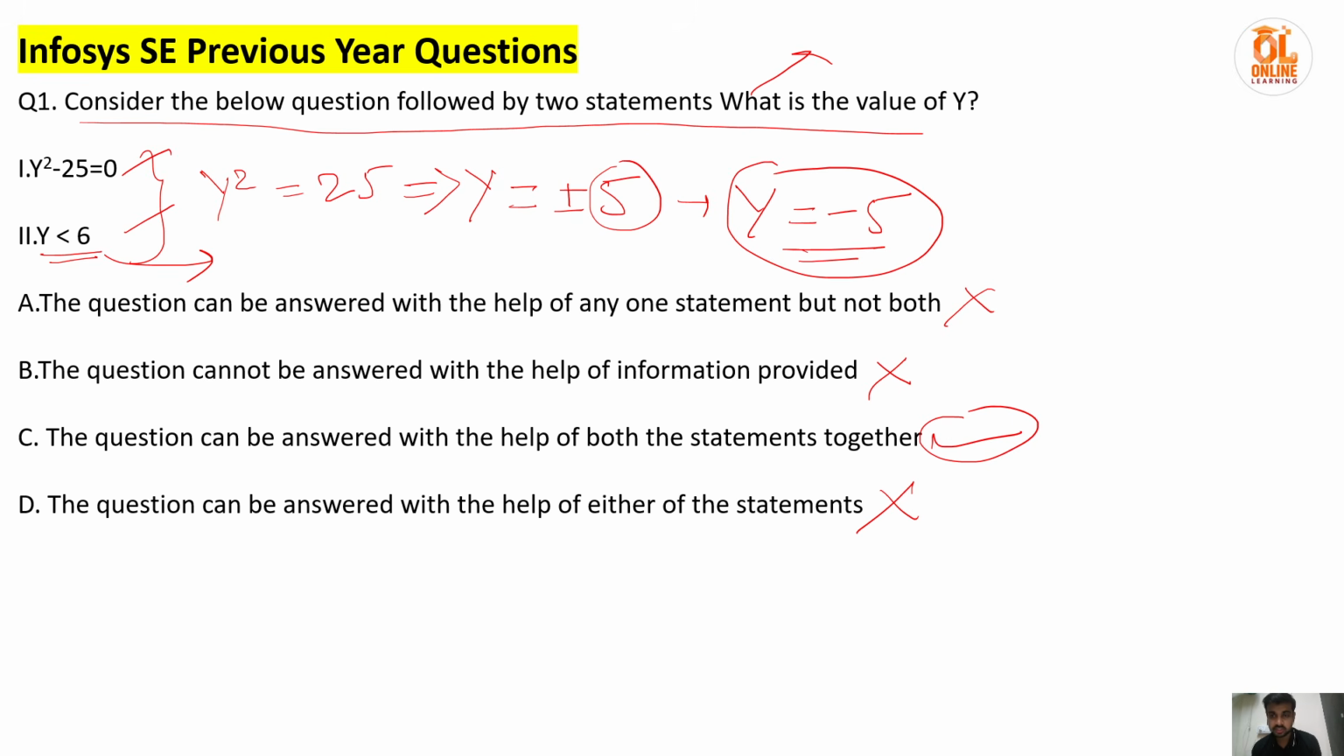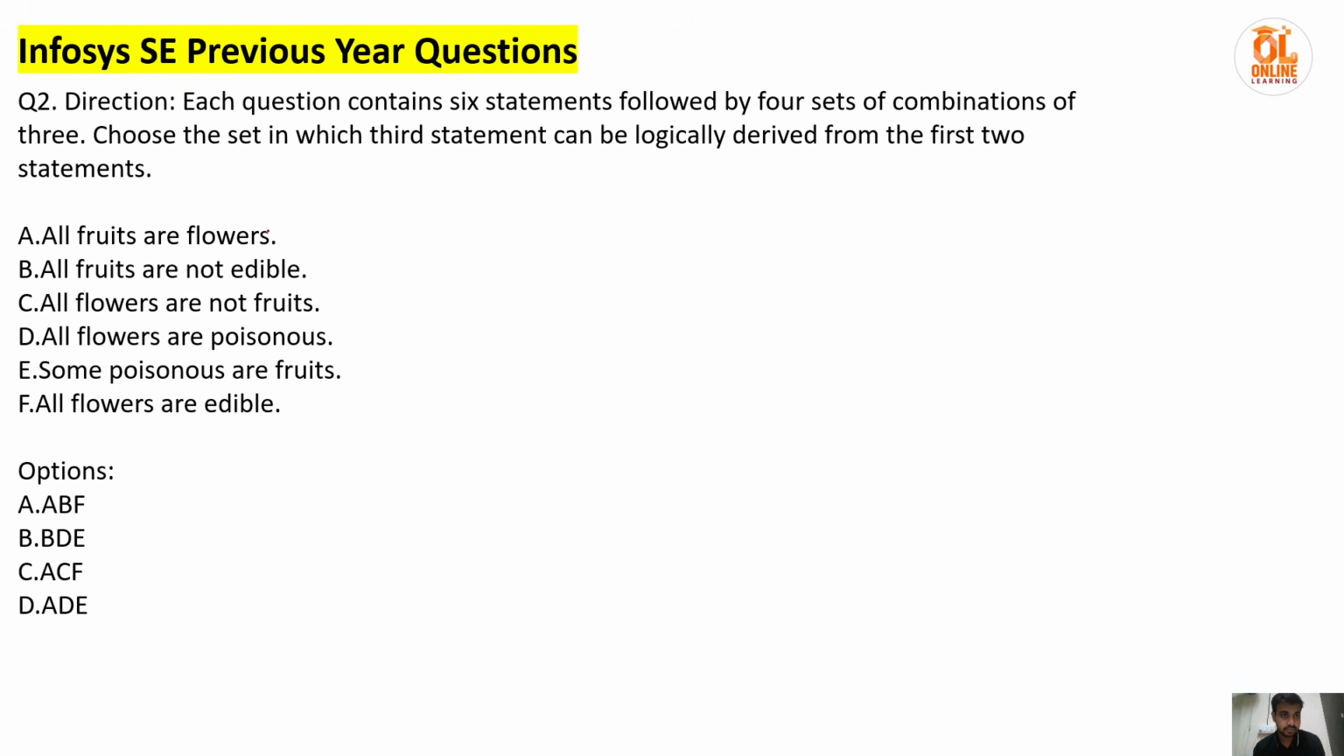Now let us move to the next question. It is kind of a syllogism question. Each question contains 6 statements, followed by 4 combinations of 3. Choose the set in which the third statement can be logically derived from the first two statements.